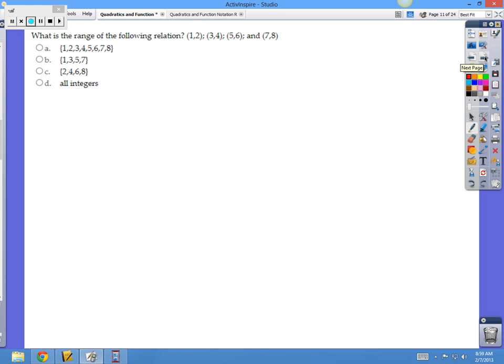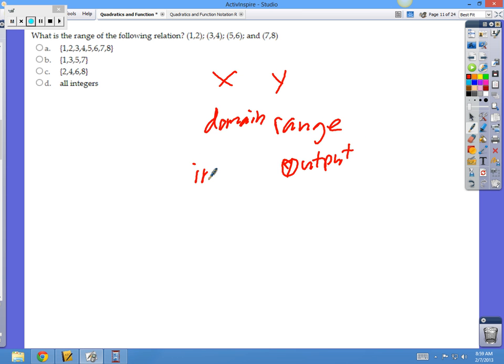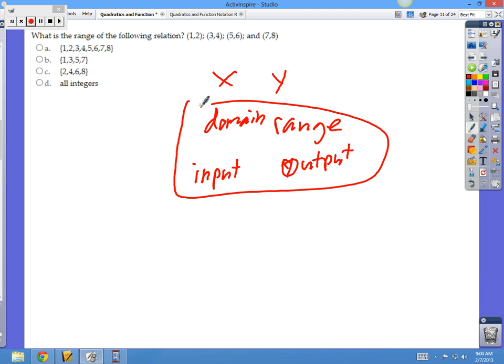Okay, the range is all of your y's. So possible questions, here's what we could ask you. X's are domain. Y is the same thing as output. X is the same thing as input. So if I ask you to look for any one of these 6 things, I'm not going to ask for X's or Y's. We'll probably ask for input, output, domain, or range. So the range is going to be all of the 2, the 4, the 6, the 8.